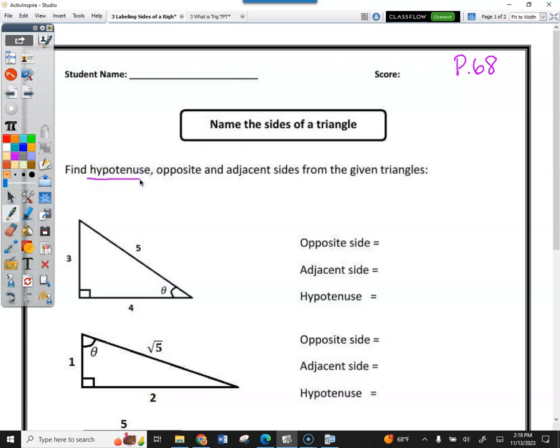I definitely just said opposite as I underlined hypotenuse. Yes, thank you. Just looking to see if you're paying attention.